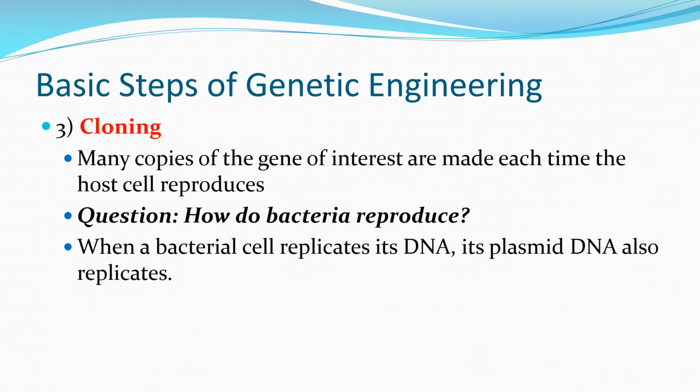Cloning. Many copies of the gene of interest are made each time the host cell reproduces. So remember, how does bacteria usually reproduce? And it's two words, BF. So binary fission. When a bacterial cell replicates its own DNA, its plasmid DNA also gets replicated.